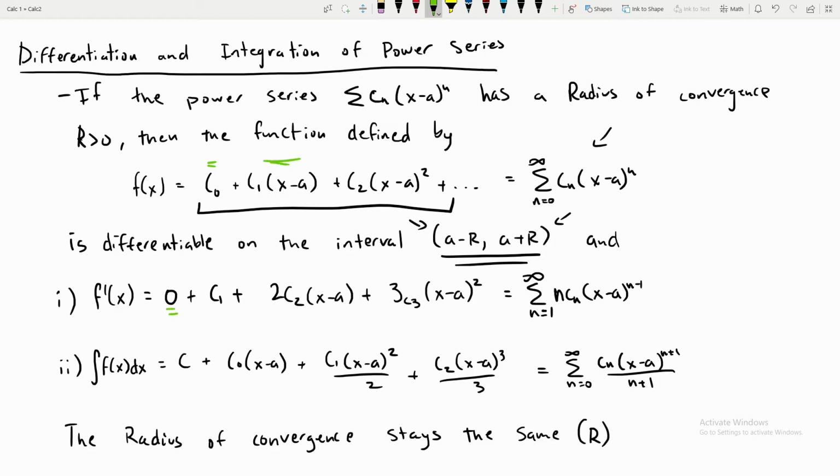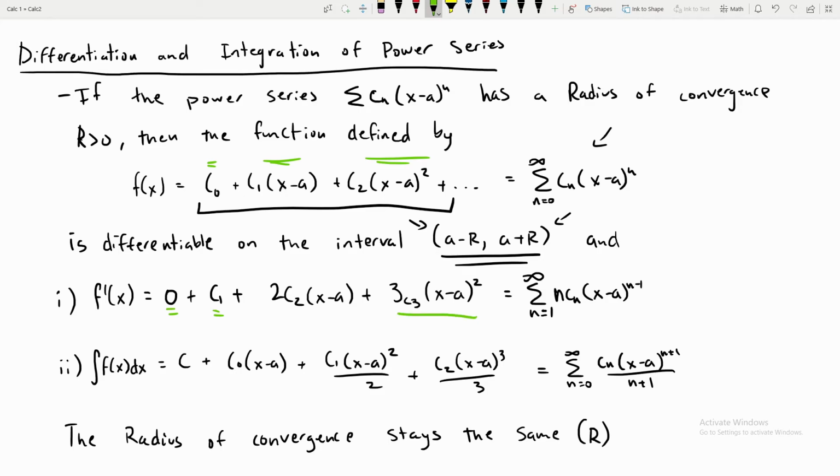Then we have this c1, which is a constant times x minus a. If we take the derivative of that, we're just going to get that constant. In this case right here, we are going to apply the chain rule. So we're going to drop this 2, keep our constant, and we have a 1 over here. And because it's chain rule, we're going to multiply by the derivative of x minus a, which is just 1.